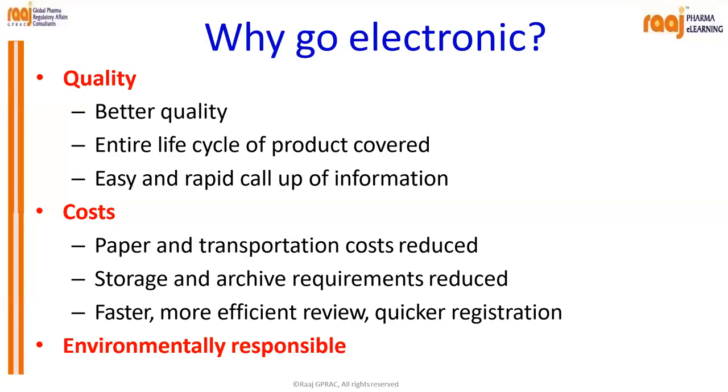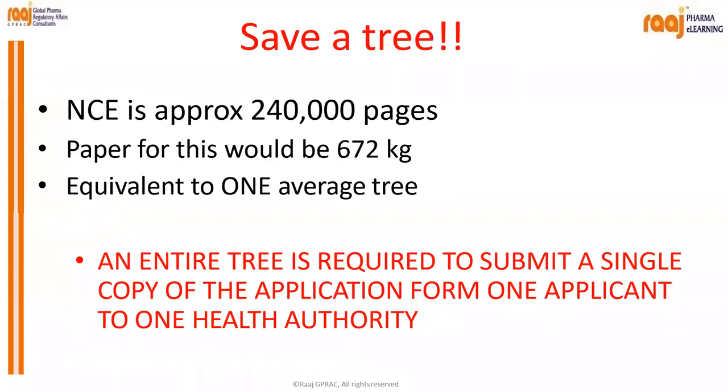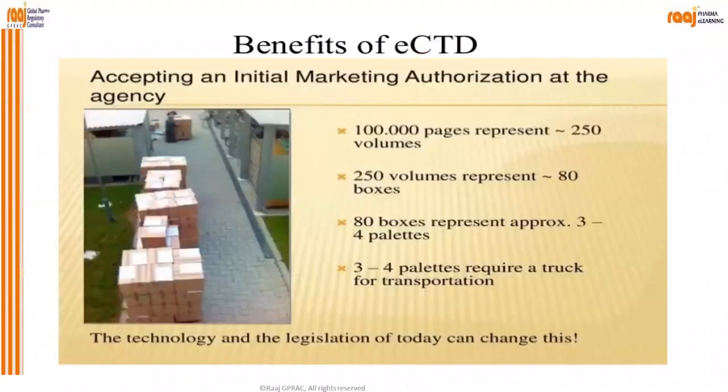But the most important factor is being environmentally responsible. We have to save trees, right? One NCE was approximately 240,000 pages, and the paper would be 672 kg to send one application, which is equivalent to one average tree. So just imagine there are so many applications, so many product variants, the renewals. So many trees were cut in those days. That's the reason we have to save our trees, because all paper is made out of trees.